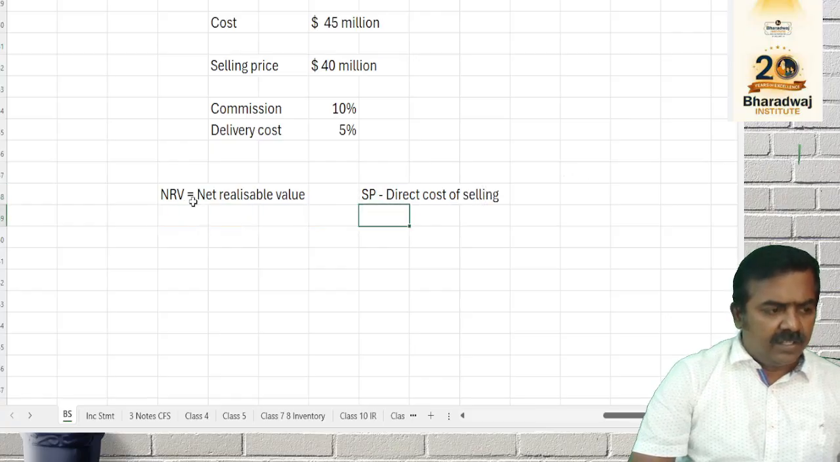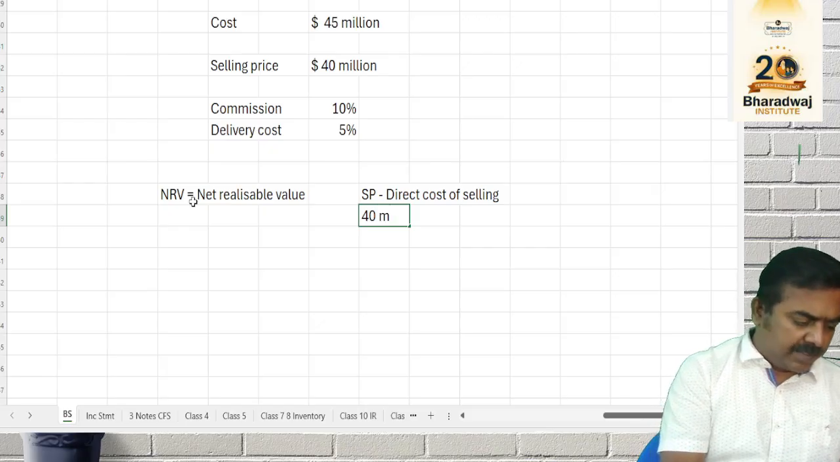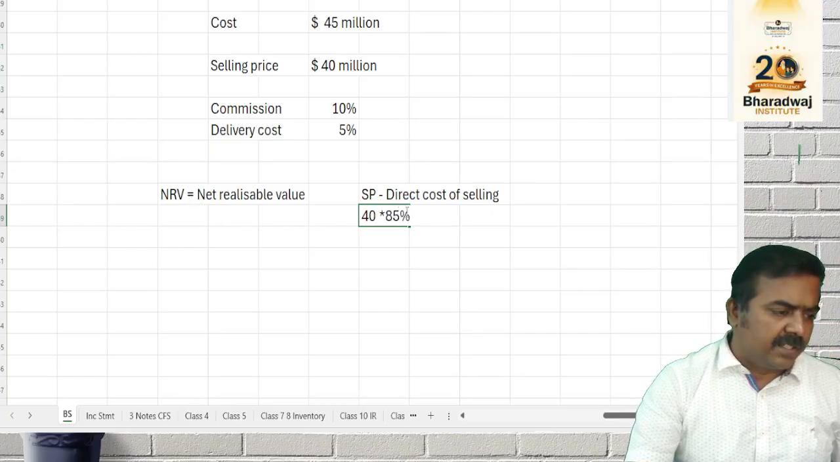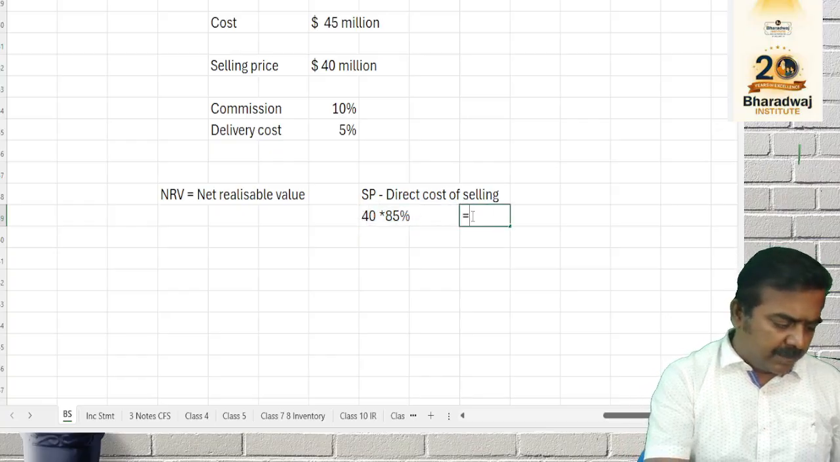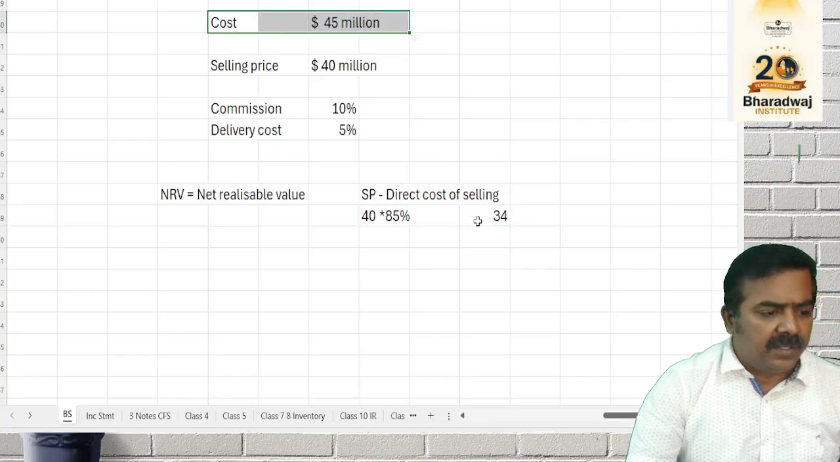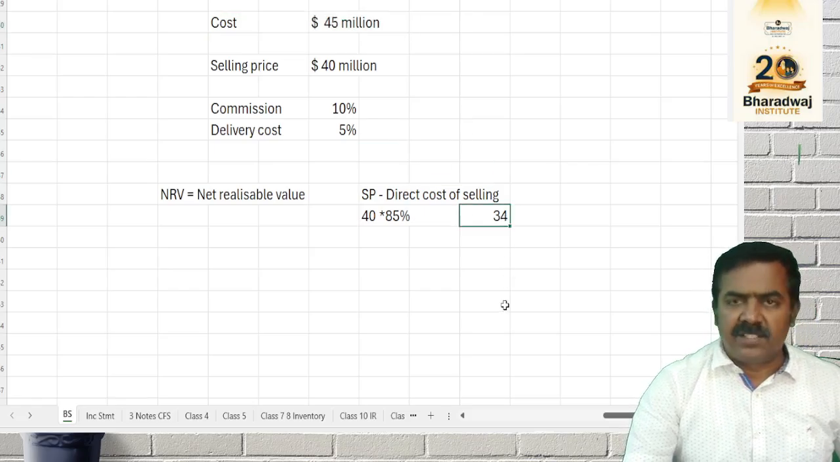Selling price minus direct cost of selling. So it's like 40 million minus 15%. Why 15%? Direct cost of selling. So 85% will be the net realizable value, because 15% goes for expenses, 85% becomes NRV. So cost is 45 million, this is 34 million, whichever is less.